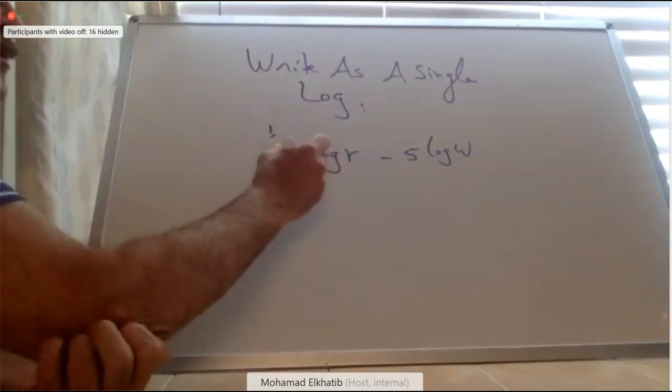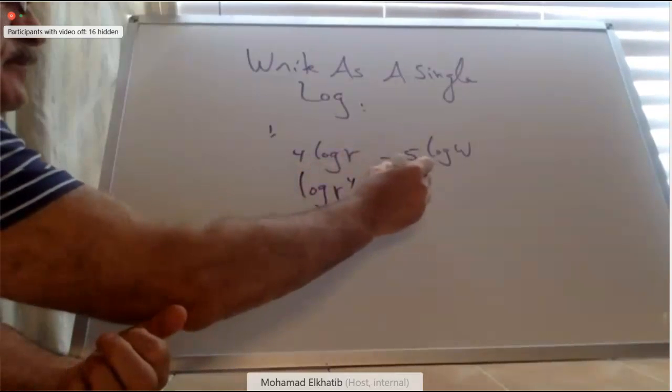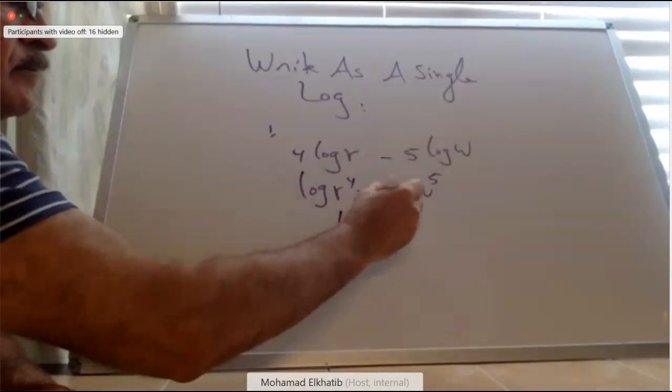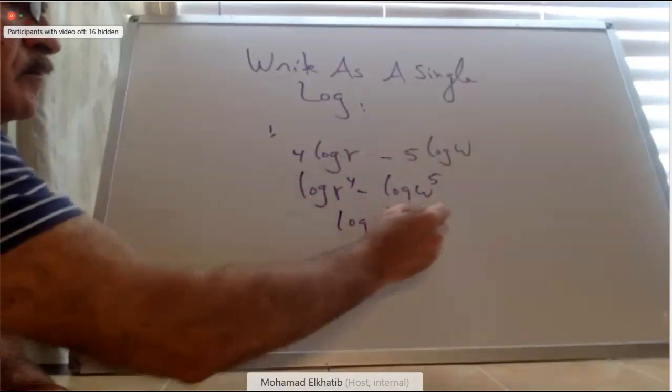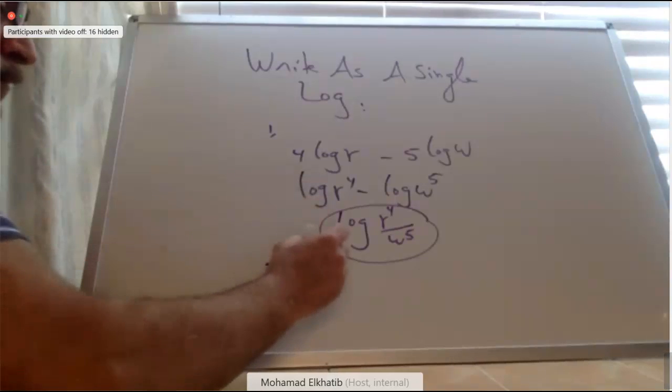All right, so first I bring 4 as an exponent, and then I just divide. Did everybody get it right? Are we good? Yeah, let's see if you can try another one here.